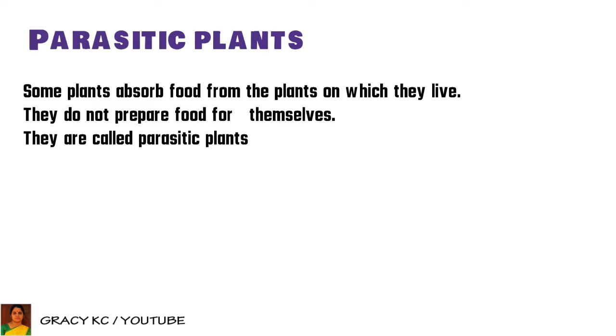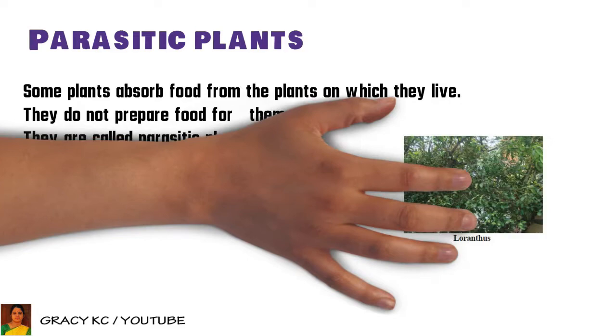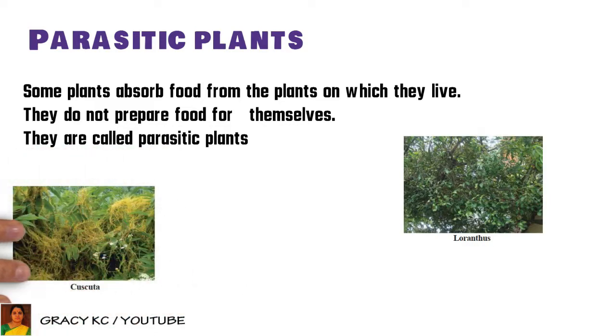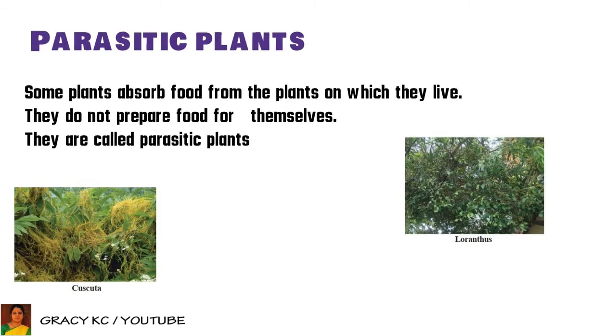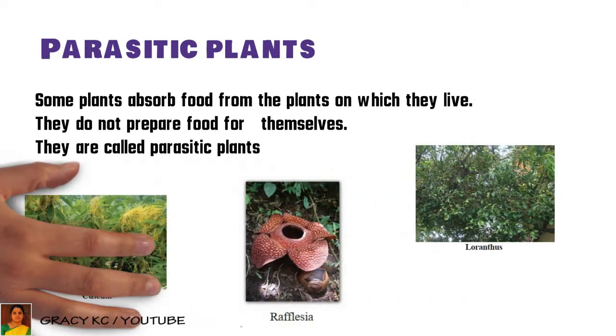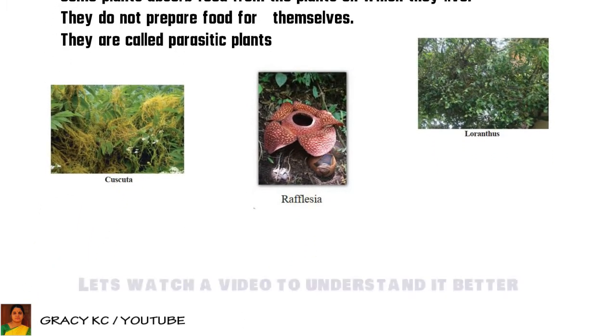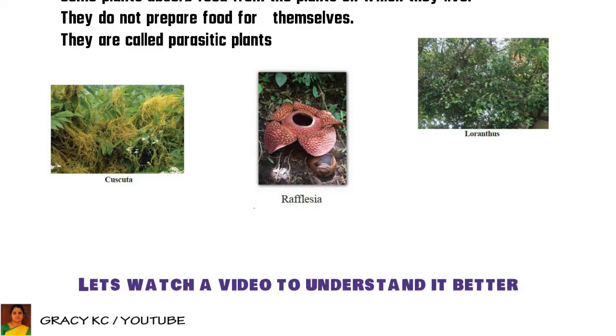There are some examples given in your textbook. The first one is known as Loranthus. Loranthus is a common plant in our locality. It is known as Ithilkanni in Malayalam. You may have noticed Loranthus in mango trees and all in your surroundings. Next one is Cuscuta. It is commonly known as Moodilla Thali. Then there is another example, that is Rafflesia. It is a giant parasitic flower. Let's watch a video to understand this topic better.